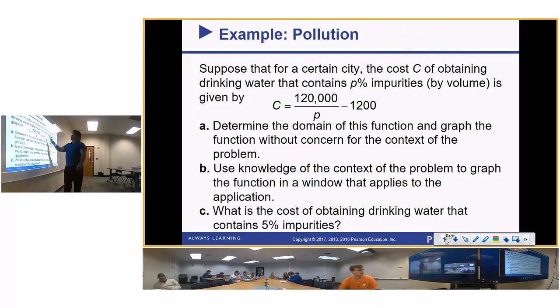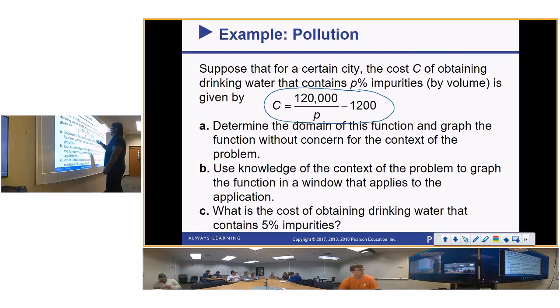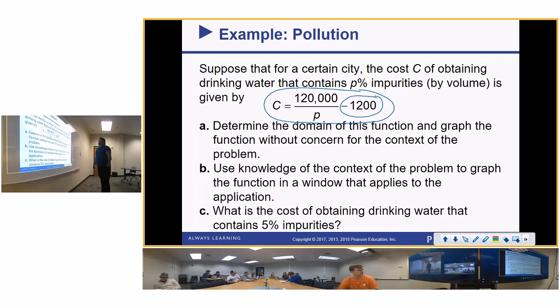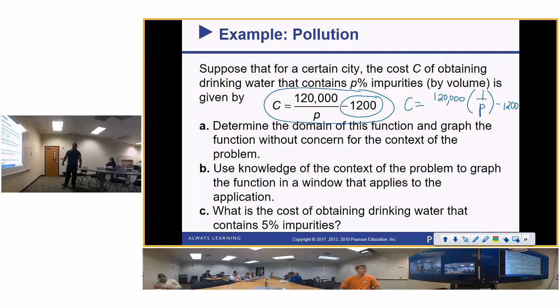Because it's a rational function. But it's got a vertical shift of what? Down 1,200. Let me rewrite this. Can I rewrite this as this? Yes. 1/20,000 times 1/p minus 1,200. Can I rewrite that like that? Yeah. What is 1/20,000? Is that above 1 or below 1?